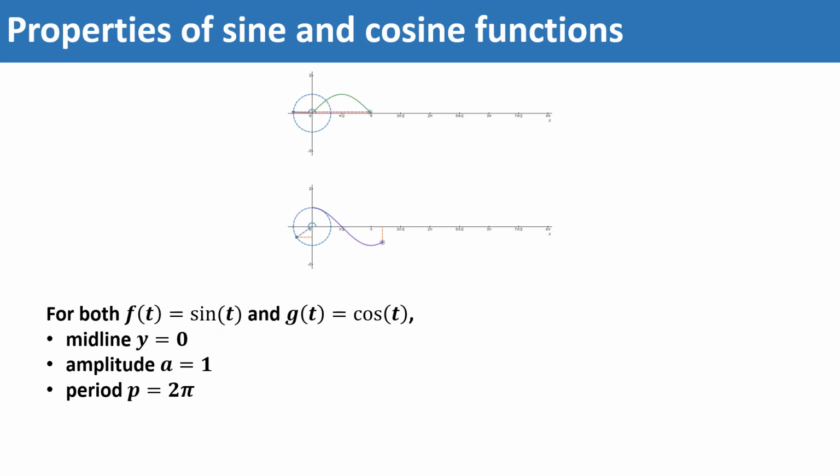Furthermore, because we can traverse the unit circle in either direction, and for as long as we wish, the domain of the sine and cosine functions is all real numbers. From our observations of the midline at y equals 0 and an amplitude of 1, it follows that the range of the sine and cosine functions is all outputs between -1 and 1 inclusive.